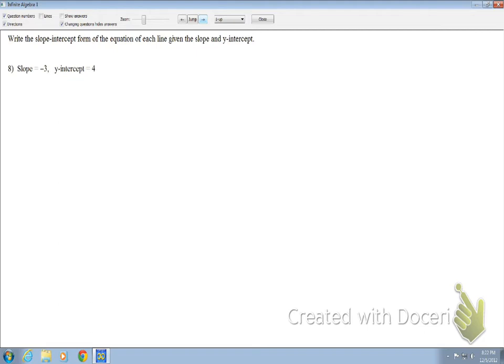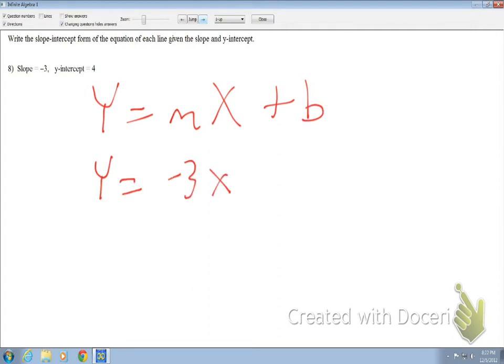Problem number 8. Good, the slope and y-intercept are different here. So again, we're going to start off with y equals mx plus b. And we're going to put -3 in for m. We will put 4 in for b, and we're done.